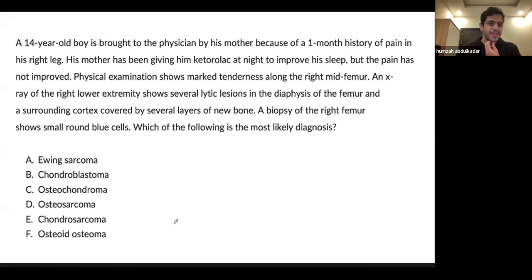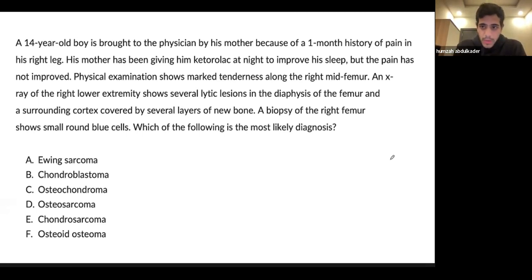Okay, this one's a little bit easier. A 14-year-old boy is brought to the physician by his mother because of a 1-month history of pain in his right leg. His mother has been giving him ketorolac at night to improve his sleep, but the pain has not improved. Physical exam shows marked tenderness along the right mid-femur. An X-ray of the right lower extremity shows several lytic lesions in the diaphysis of the femur, and a surrounding cortex covered by several layers of new bone. A biopsy of the right femur shows small round blue cells. Which of the following is the most likely diagnosis?